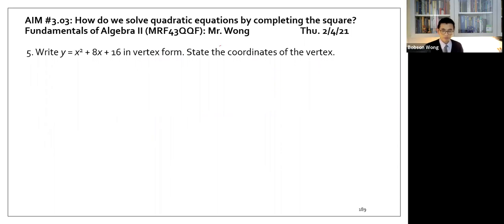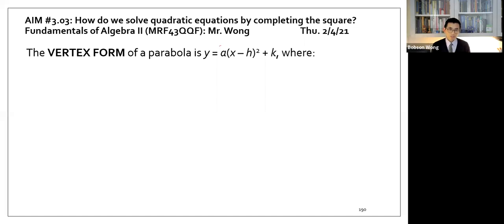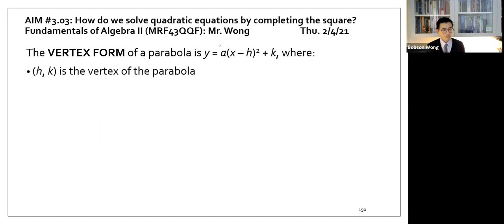We can summarize this by saying that the vertex form of a parabola is y equals a times the quantity x minus h squared plus k. And let's spell out what each of these variables does to the parabola. So starting from the parabola y equals x squared, we see that, as we saw earlier, the h and the k are the vertex of the parabola.